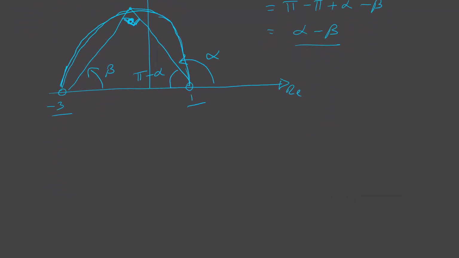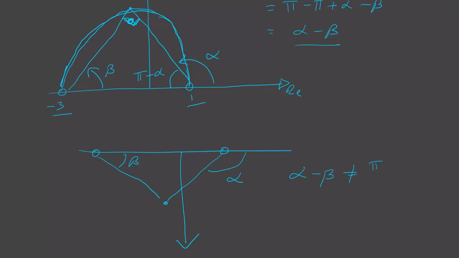Now, would it also apply in the bottom half of the diagram? Well, the answer there actually is no, and let's just look at why. Let's imagine a point here. Then this would be our alpha, and alpha would be a negative angle. And this would be our beta, and that would also be negative. But alpha is more negative than beta. So alpha minus beta would definitely not be equal to π/2 in this situation.